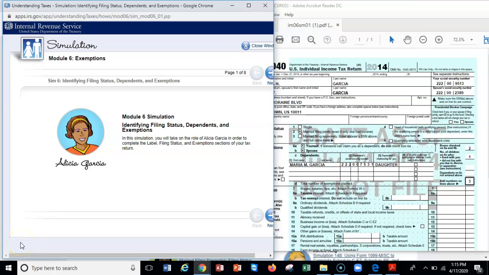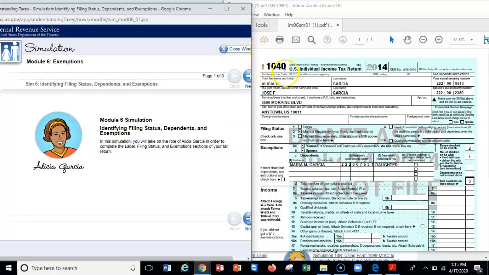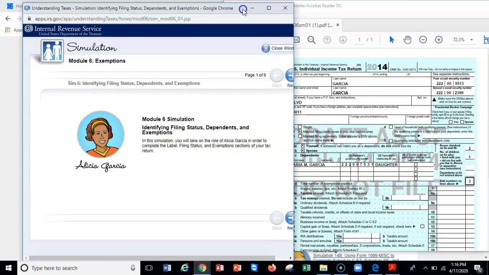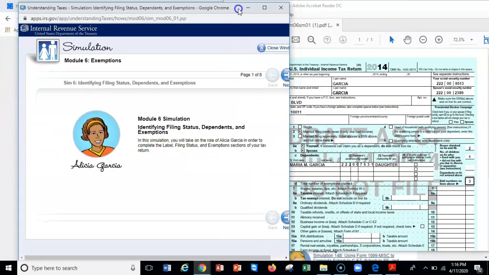Hey guys, today we're going to do another simulation activity, and this one is about filling out the basic first parts of a tax return. Now at the top of the tax return you'll see the number 1040. 1040 is simply the number of the form. IRS labels their forms with numbers. This is called a Form 1040.